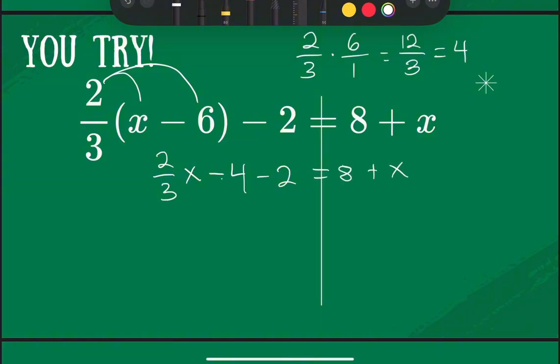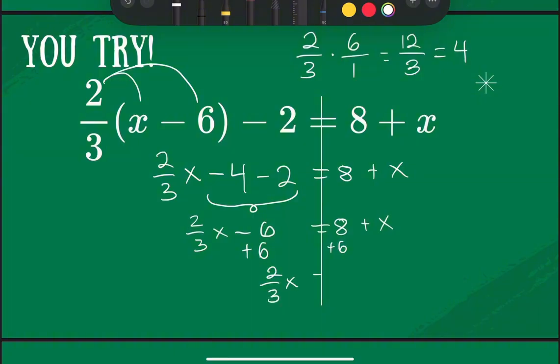So now we have negative 4 minus 2 here. And we could combine these the same way that we did in the previous problem to give us negative 6. And we're just going to write 2 over 3x. We're going to keep everything else the same. Something else I know I could do is that I can move this 6 to the other side by simply adding it, by doing inverse operations. 2 over 3x is equal to 14 plus x.